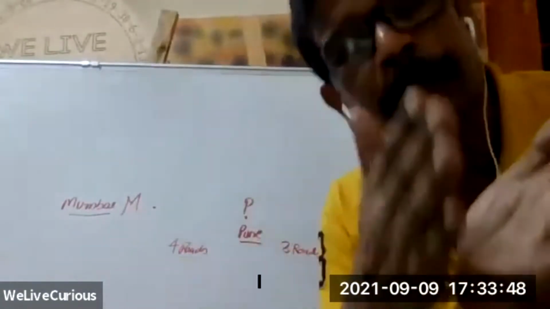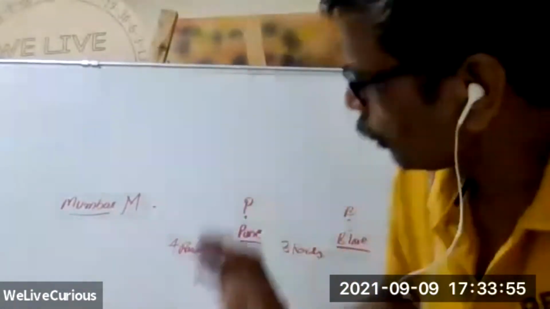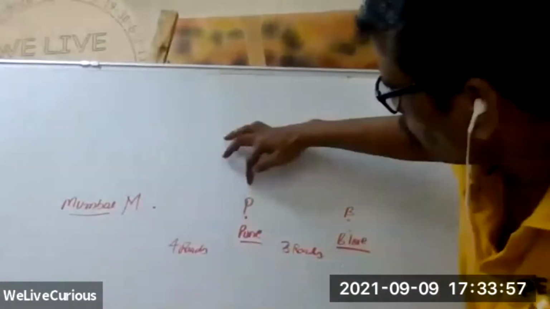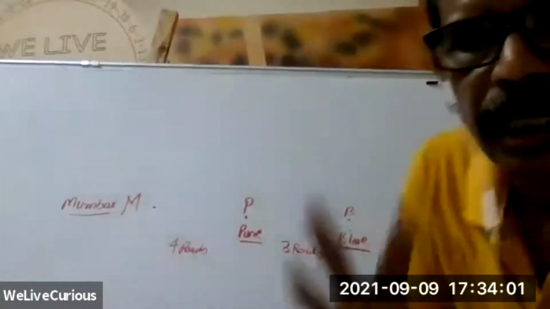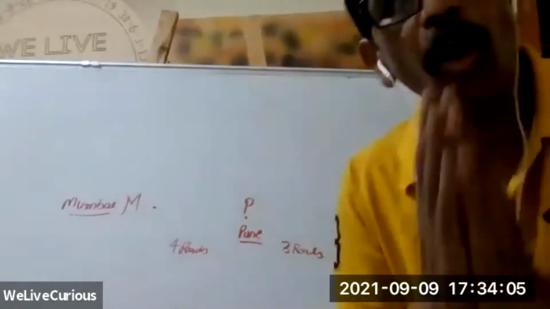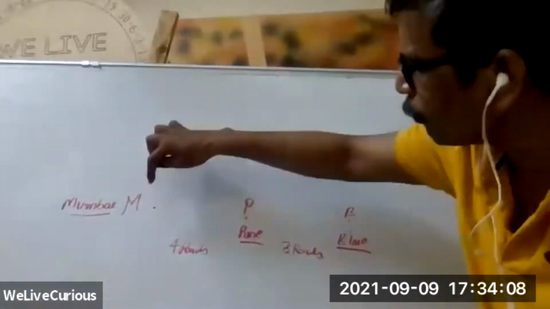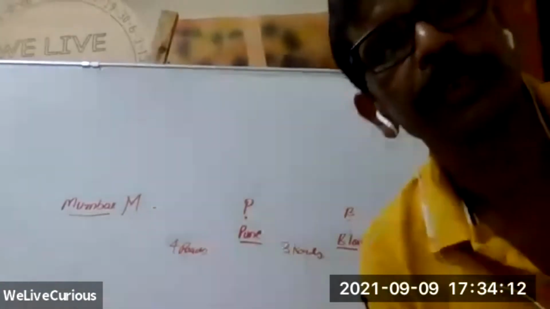Today, I will take up small steps. Then next class, we will take deeper questions. So right now, the question is, from Mumbai to Pune, there are 4 roads. And between Pune and Bangalore, there are 3 roads. Now the question is, how many options exist from going from Mumbai to Bangalore? How many options are there?